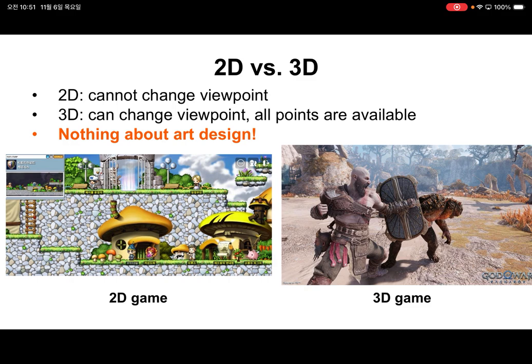When I was a junior, I thought that this kind of game is called a 2D game, and this kind is called a 3D game. So I thought this kind of cartoonish design was about 2D, but that is not true. Art design has nothing to do with 2D and 3D, as I said. If we can change viewpoint in a game, it is a 3D game. It is only about viewpoint change, nothing about art design. Cartoonish design or photorealistic design, it doesn't matter. The only difference is whether we can change viewpoint or not.